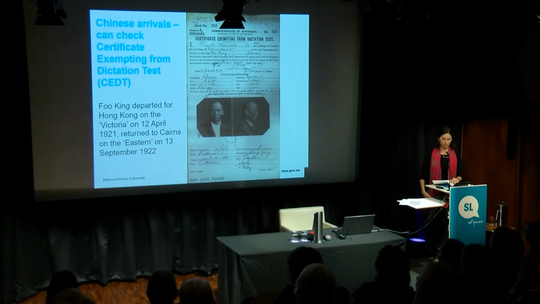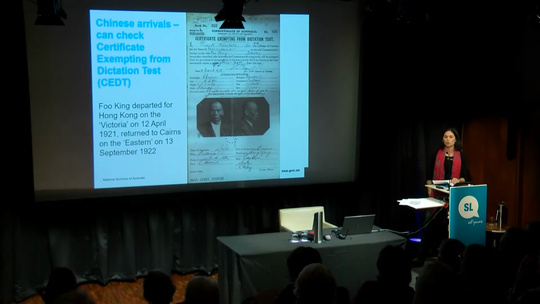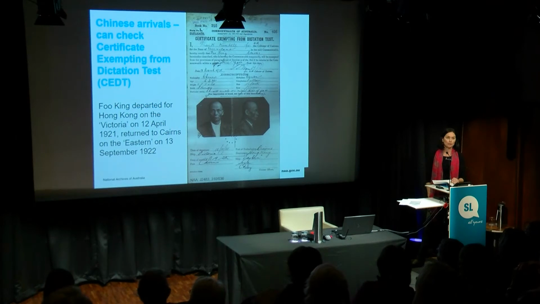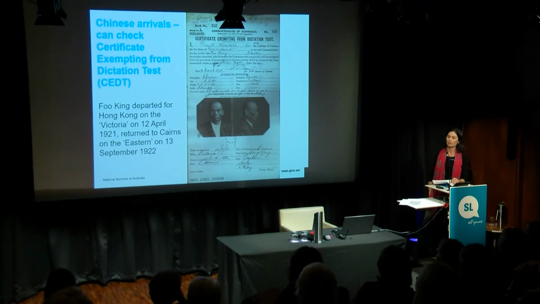Okay, so we've looked at arrivals from Europe and the UK. If you're trying to find arrivals from China, it is a good idea to search our collection of CEDTs, which are certificates exempting from the dictation test. Chinese people needed to have a CEDT if they were travelling in and out of Australia, so it allowed them to get back into the country when they returned home. Not only that, but they provide photographs and they're just very beautiful records.